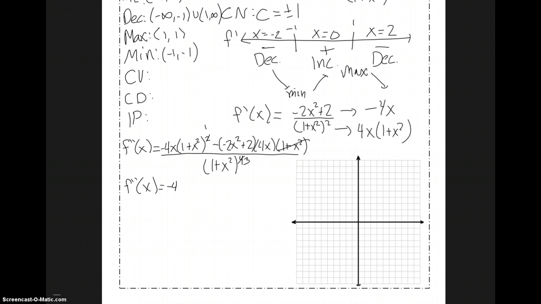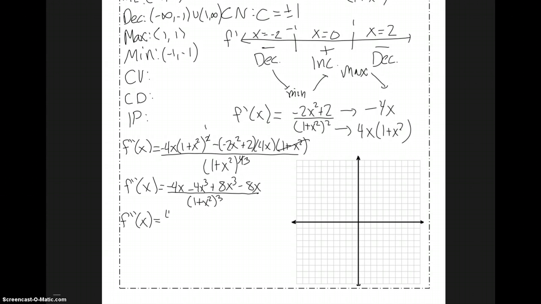So that gets us a -4x minus 4x cubed, and then that's going to be a -4x times a -2x squared. That's going to be plus 8x cubed, and then a -4x times a 2 is going to be a minus 8x, all over 1 plus x squared cubed. Okay, and then we can simplify a little bit here.